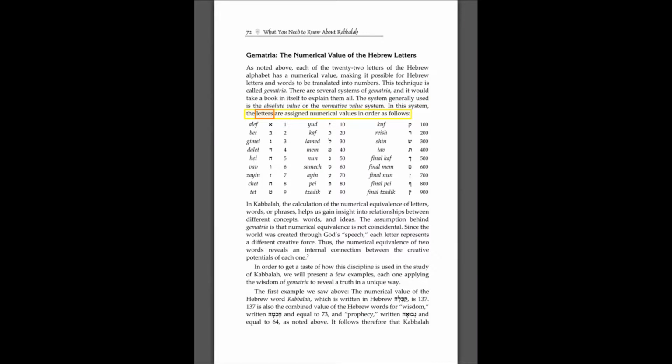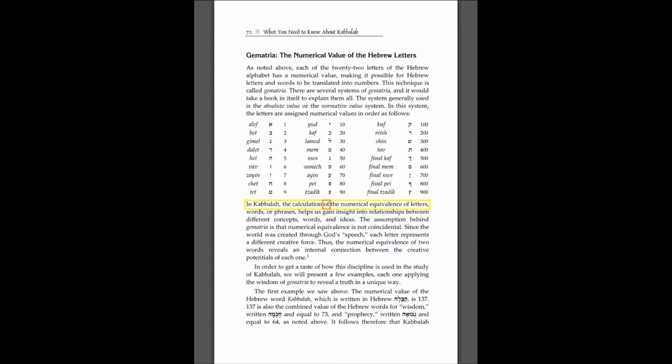In this system, the letters are assigned numerical values in order as follows: Aleph, 1; Yud, 10; Kuf, 100; Bet, 2; Kaf, 20; Resh, 200; Gimel, 3; Lamed, 30; Shin, 300; Dalet, 4; Mem, 40; Tav, 400; He, 5; Nun, 50; Final Kaf, 500; Vav, 6; Samek, 60; Final Mem, 600; Zayin, 7; Ayin, 70; Final Nun, 700; Chet, 8; Pei, 80; Final Pei, 800; Tet, 9; Tzadik, 90; Final Tzadik, 900.